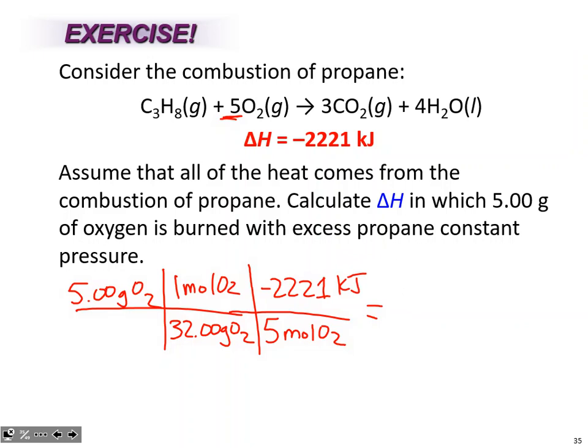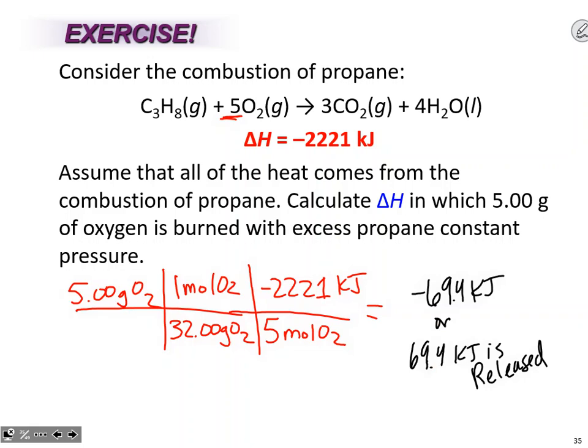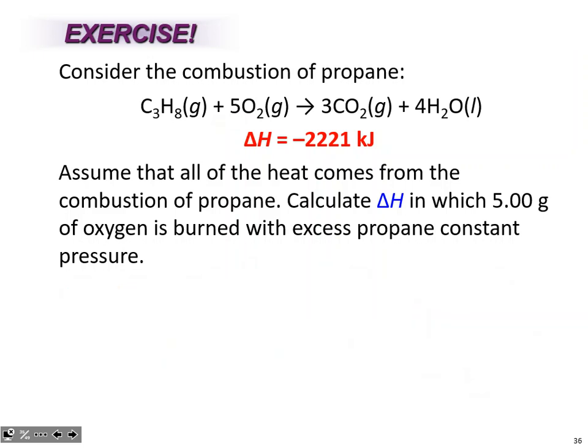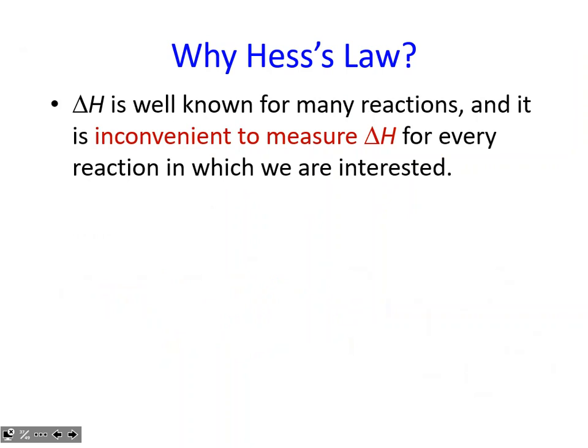So every time this reaction runs, you have to use up 5 moles of oxygen to reach that negative 2,221 kilojoules to be released. So we end up getting what? 69.4 kilojoules. Good. Or you could say 69.4 kilojoules is released. So once again, this is exothermic. It's combustion. Of course it's exothermic. Okay? Yay, we're right.